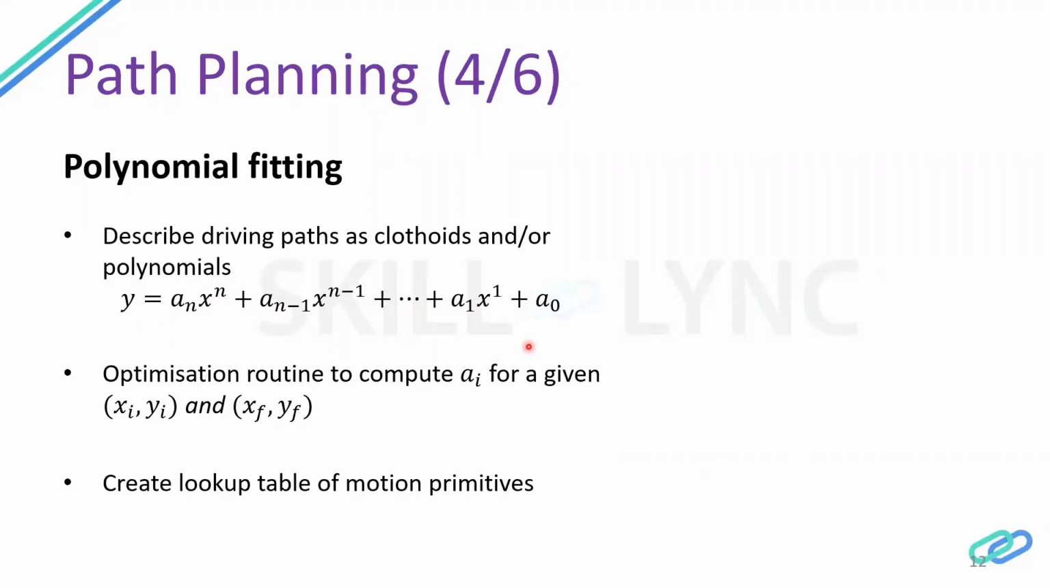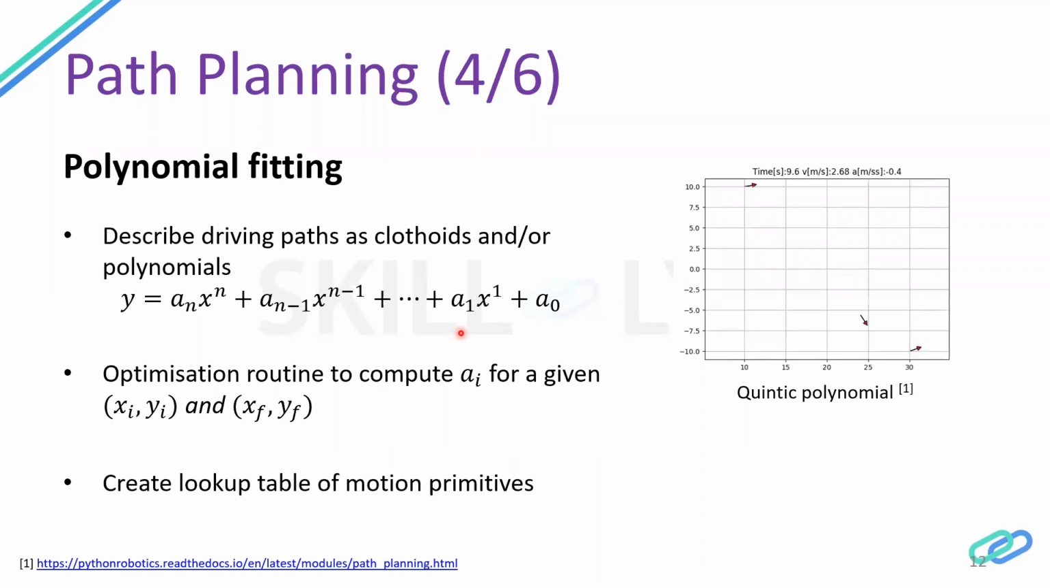curves you can define. And then if you have the coordinate space of your initial point and the final point, an optimization algorithm can be designed that can compute the different a's, the coefficients of each power of x, for any given transition from xi to xf. And once you do this optimization, you can store these a's in a lookup table and then use them later on just to come up with the polynomial path.